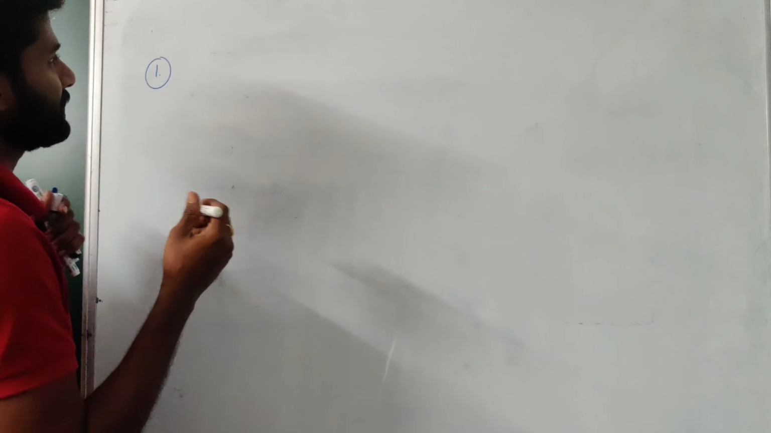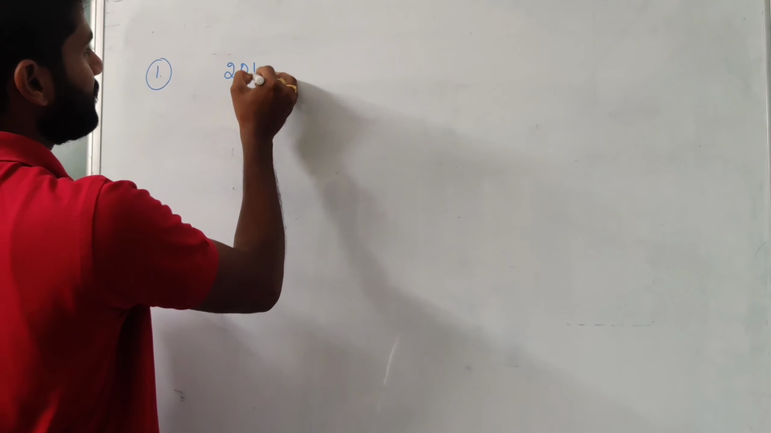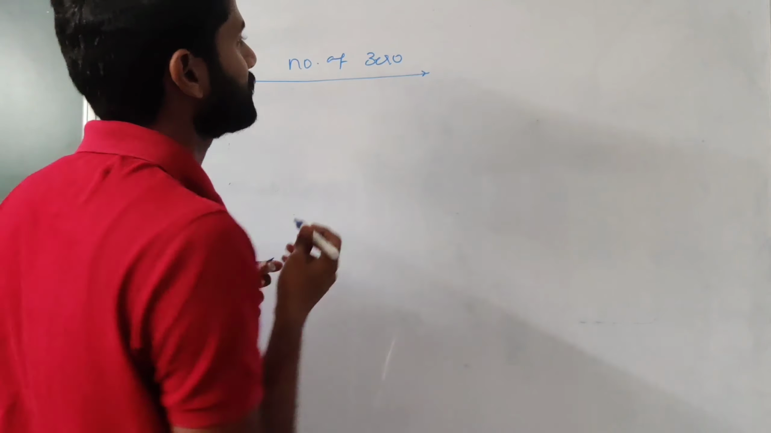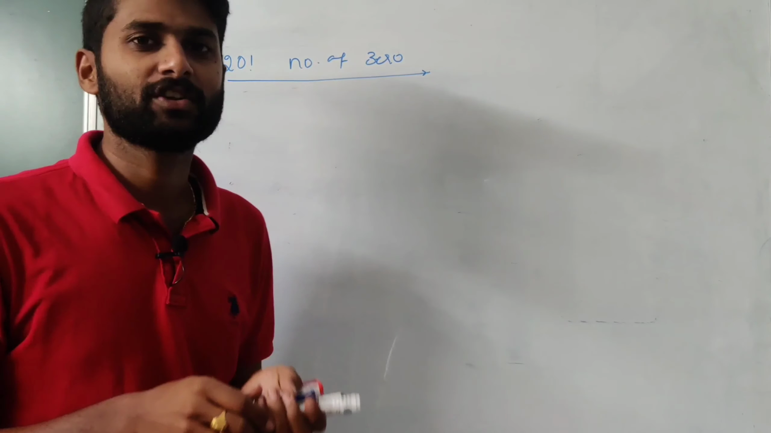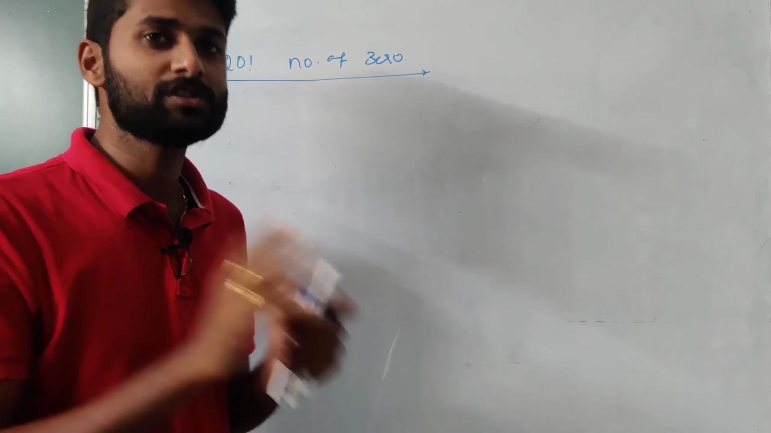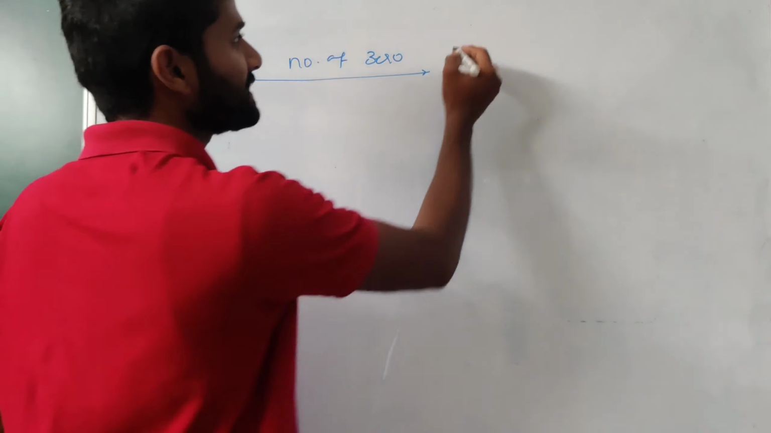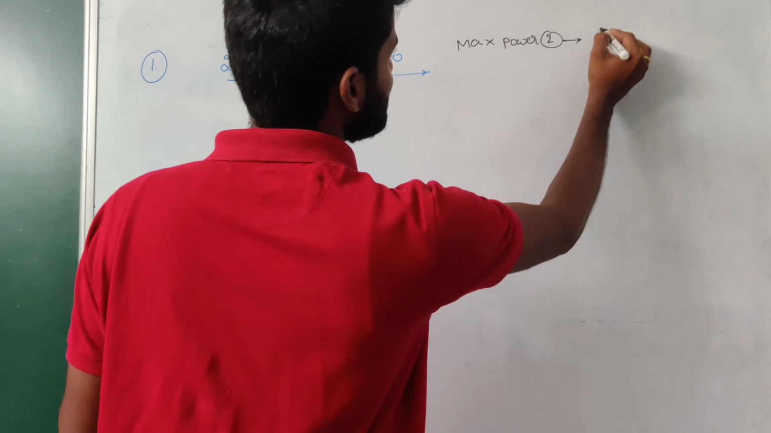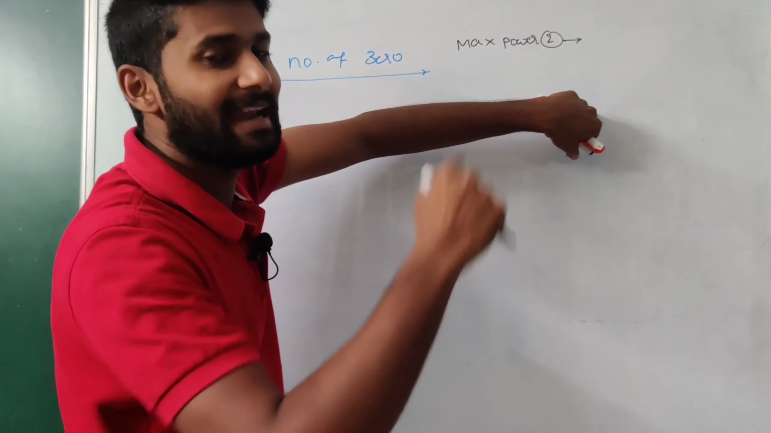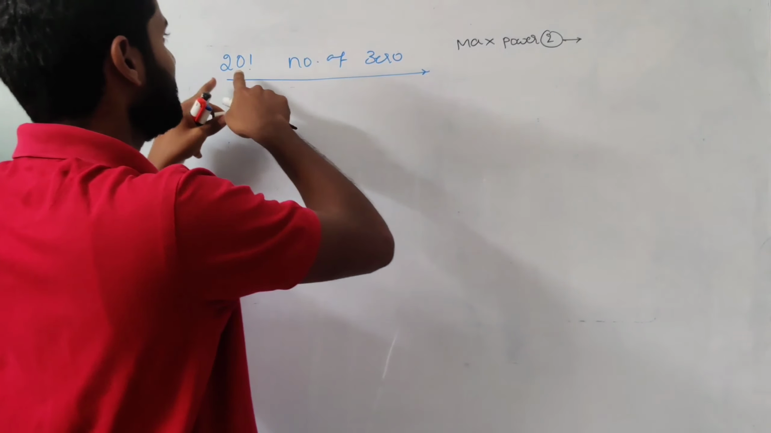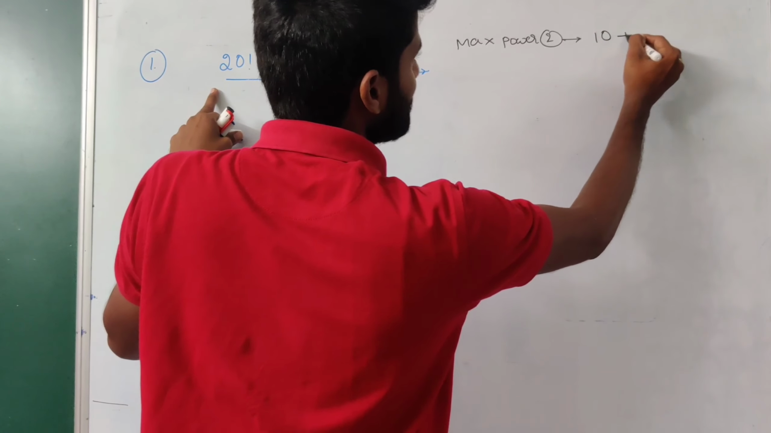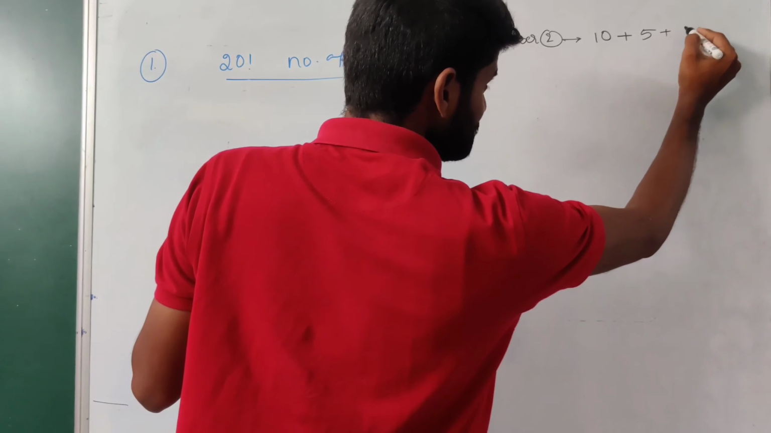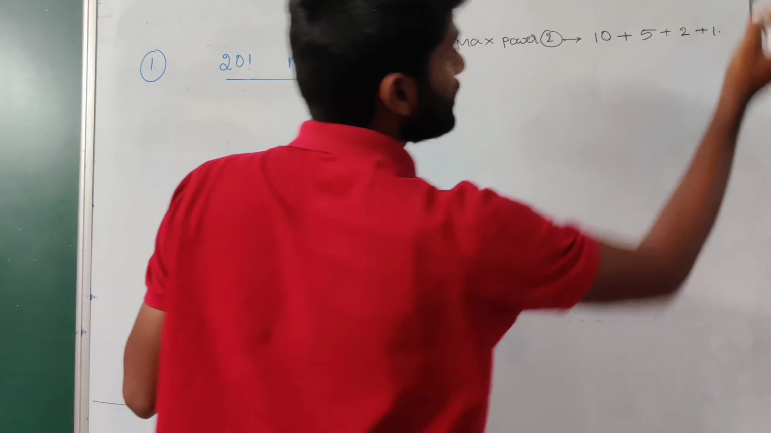Okay, let's see different questions. Find the number of zeros in 20 factorial. For any factorial, identify how many 2's and how many 5's there are. The maximum power of 2 means the given number is divided by 2, and each next number is half of the previous one. 20 divided by 2 is 10. Again, 10 divided by 2 is 5. 5 divided by 2 is 2, and 2 divided by 2 is 1.